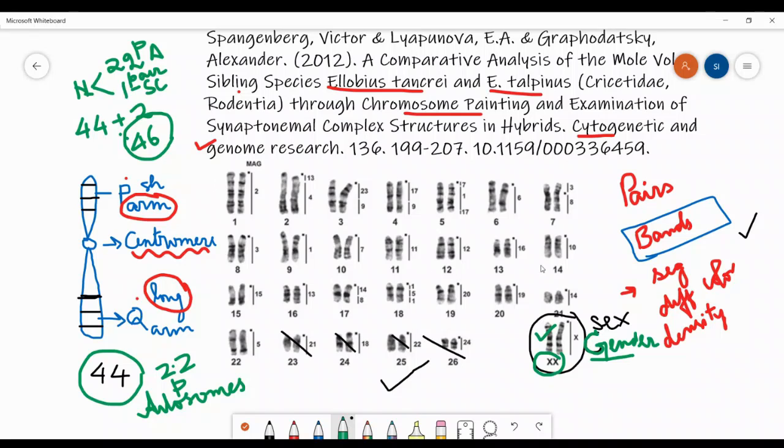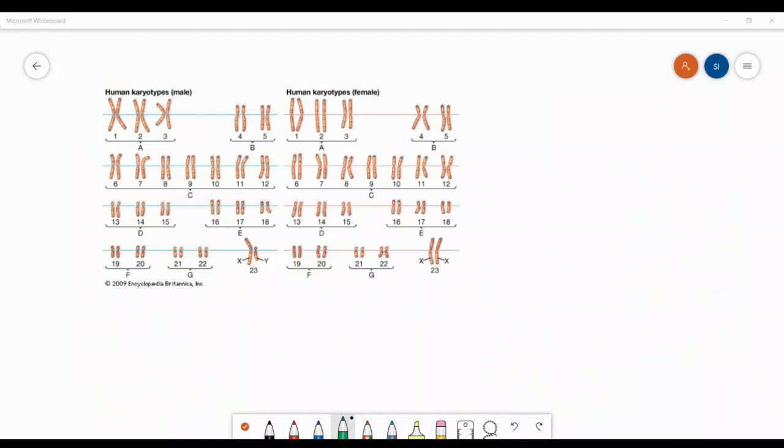Next, we look at the human karyotype. So this image, photo of stained chromosomes, is called a karyotype. Next, we'll go to a human karyotype and see how it looks, how the 46 chromosomes look. This is the human karyotype. You can see a male and female.